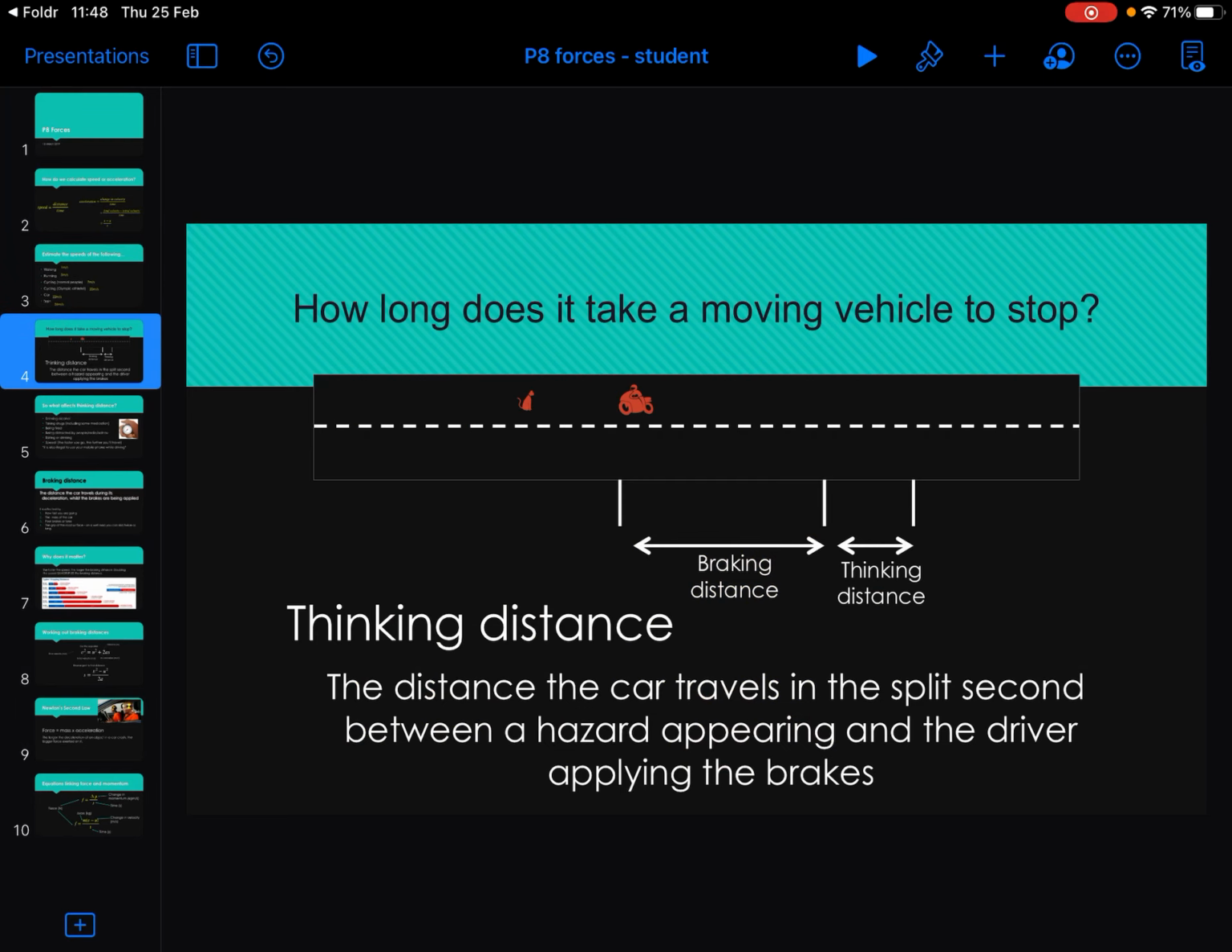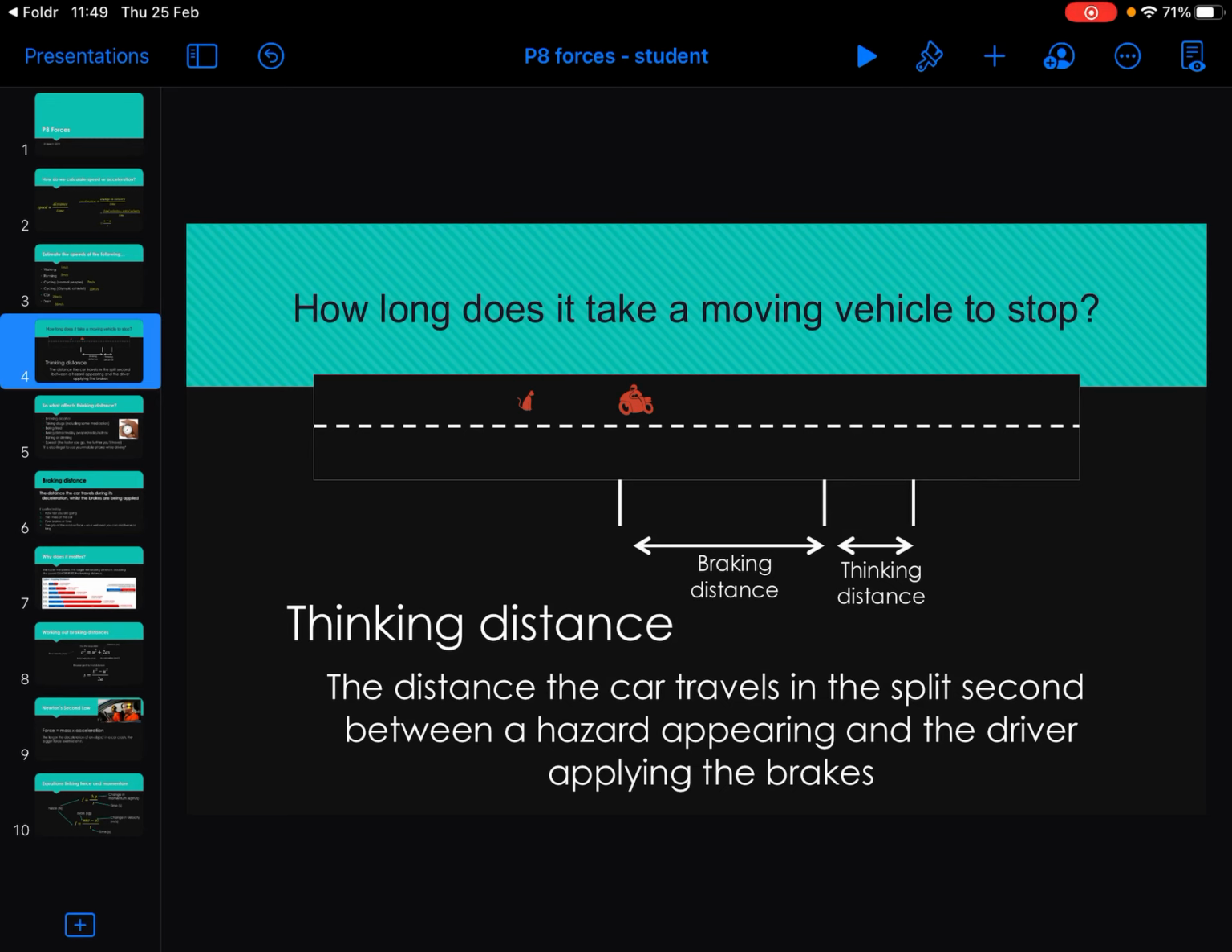Next bit, distances, stopping distances in particular. When a car or a moving vehicle stops, here we're looking at a motorbike, the distance it takes to stop will be split into two. The first distance is the thinking distance, which is the distance a car travels in a split second between a hazard appearing and the driver applying the brakes.